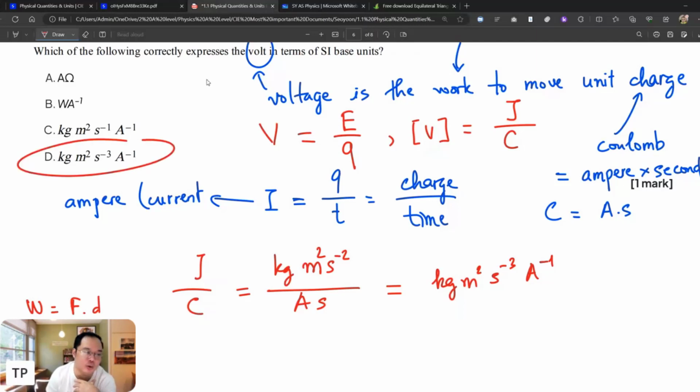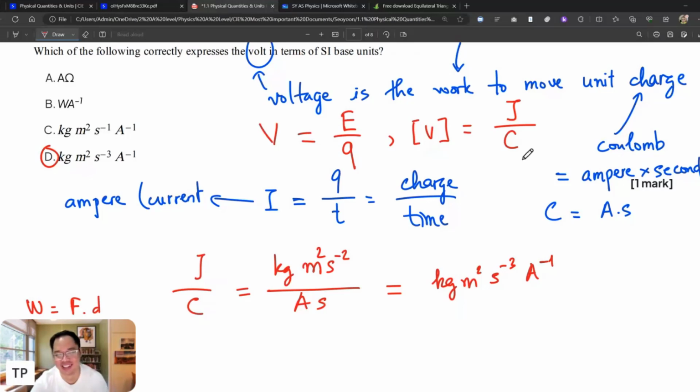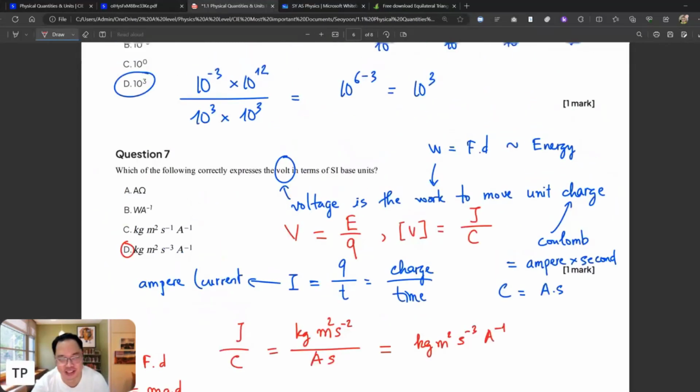Oh, this one. Wow. Too complicated, huh? It's not a medium problem, it's a hard problem.